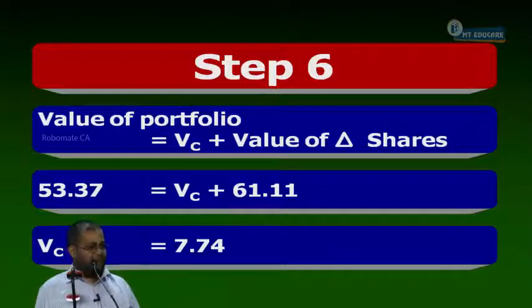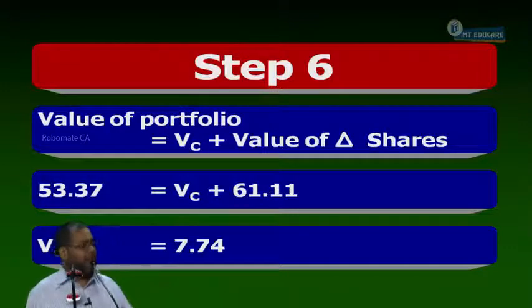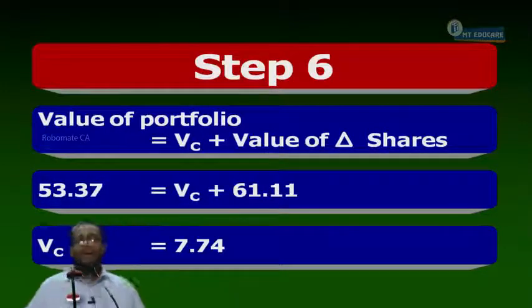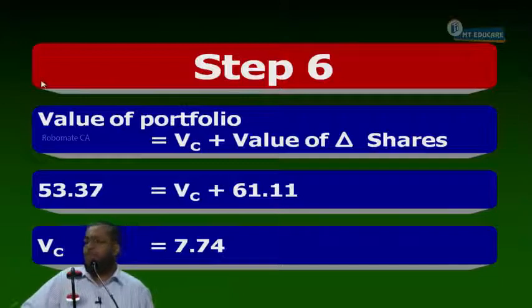There's no step 7 here, it is only a balancing figure, it is not a binomial model step. Can I proceed? Right now, next step. The value of the put option can be found out.